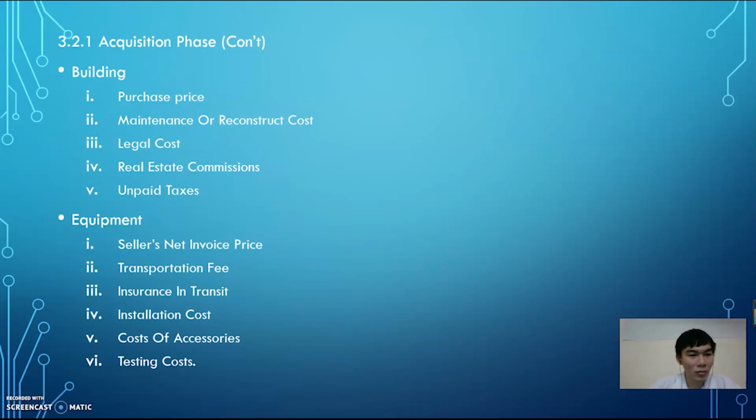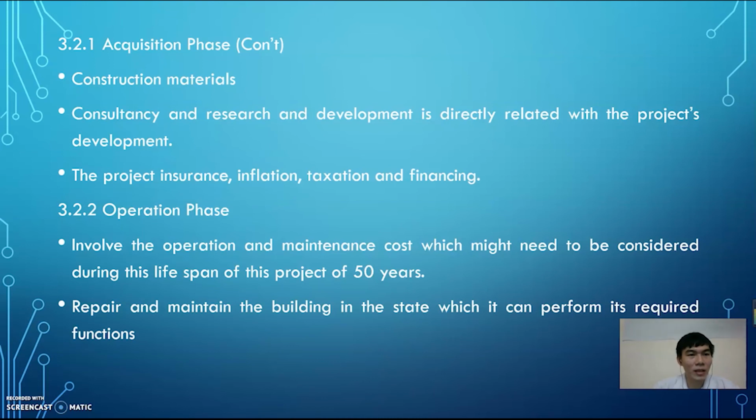For the equipment, the seller's invoice price, transportation fee, insurance in transit, installation cost, accessory cost, and testing cost will be included in the acquisition cost. It also includes construction materials such as aggregate, cement, steel, and others. And acquisition cost includes consultancy, research and development costs, and also project insurance, infractions, taxation, and financing.